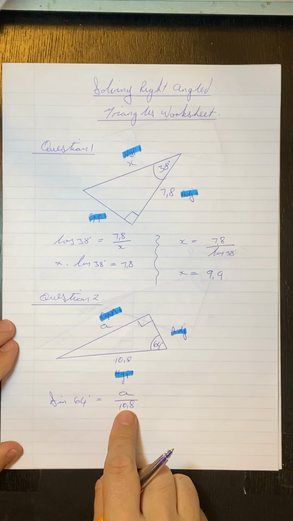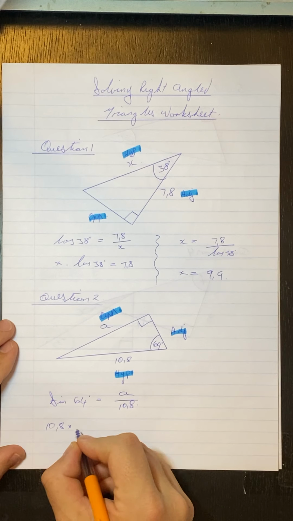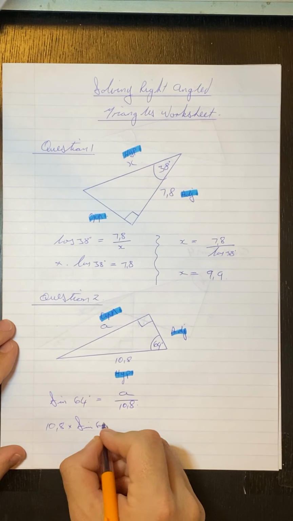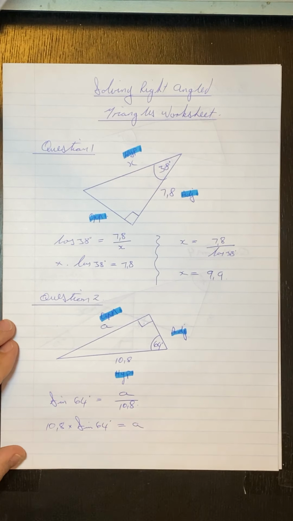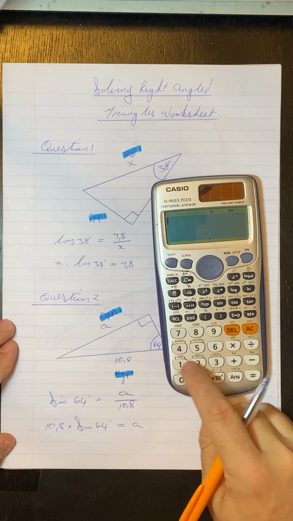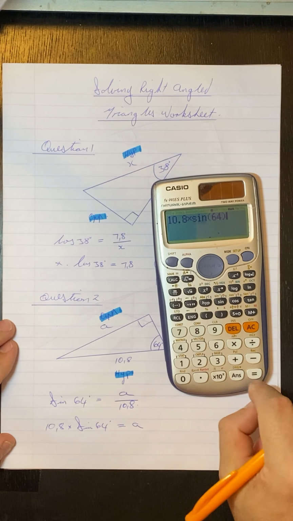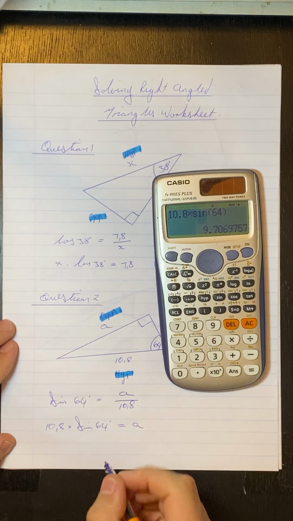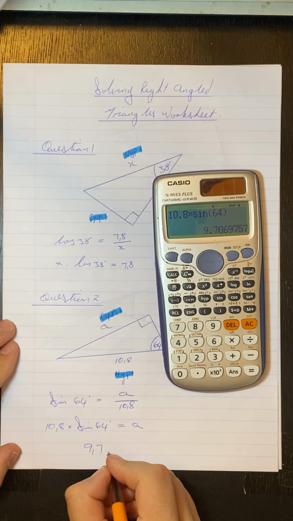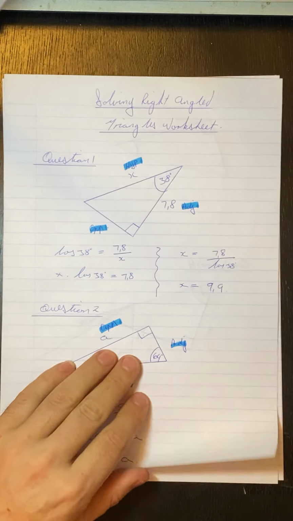I'm going to multiply both sides by 10.8, and we get 10.8 times sine 64 is equal to A. I've got the A on its own, so I can just put that on the calculator. 10.8 times sine 64. Round that off to 1 decimal place, and we get 9.7 is equal to A. And we've solved. Okay. Going on to question 3.